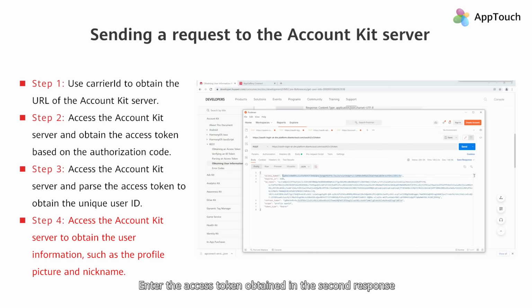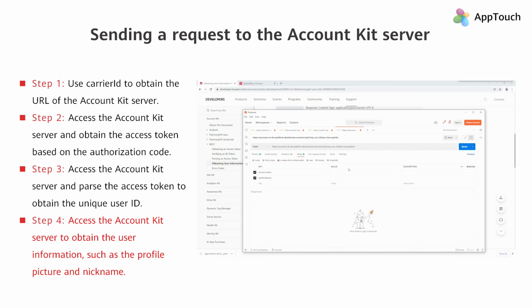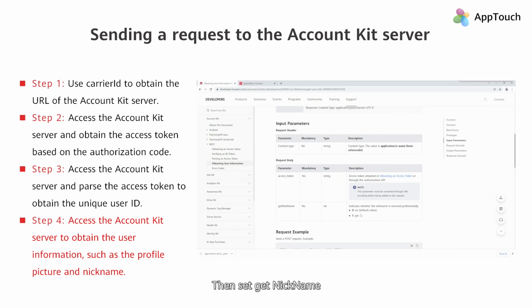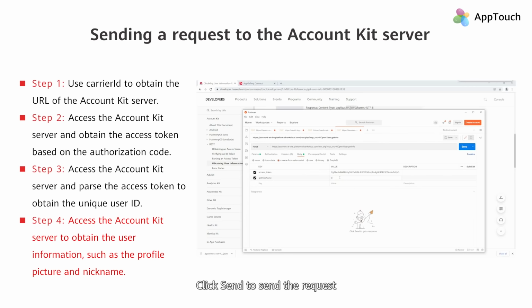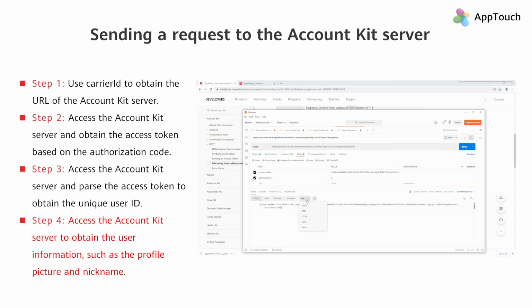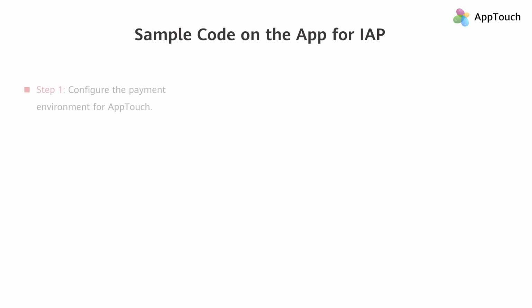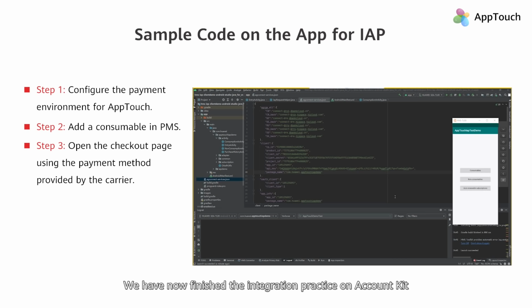Enter the access token obtained in the second response. Then set get nickname. Click Send to send the request. After the request is sent successfully, check the user information. We have now finished the integration practice on AccountKit.